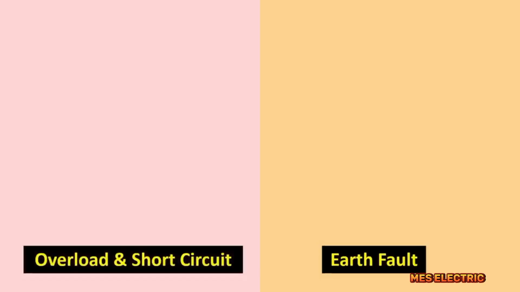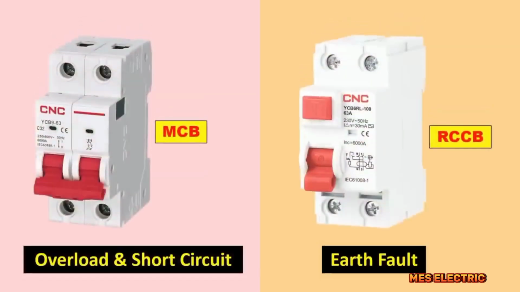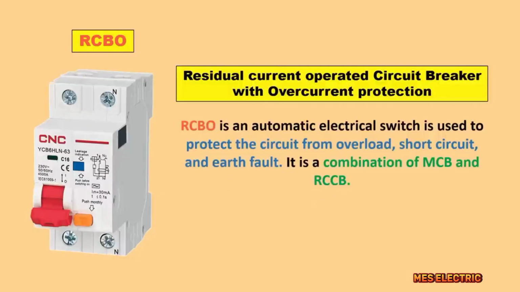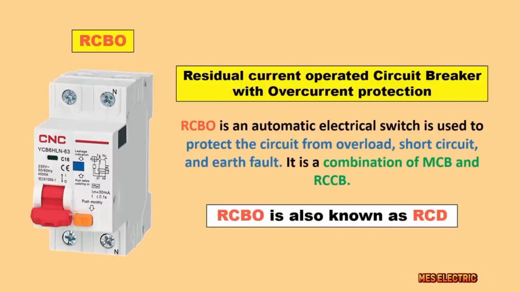Now if we want protection from earth fault, overload and short circuit, then we have to use MCB and RCCB, both these devices. But if you don't want to use two different devices, and instead by using only one device you want all the three protections, then in this condition you have to buy a RCBO. So through RCBO you will get overload, short circuit and earth fault protection. This RCBO is also known as RCD. Many people have a doubt in their mind that the RCBO and the RCD are different devices, but it is not like that. This RCBO is also known as RCD.